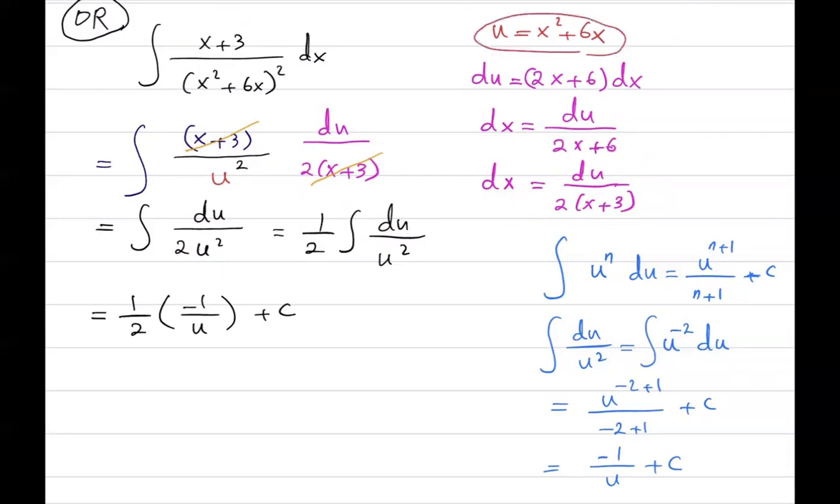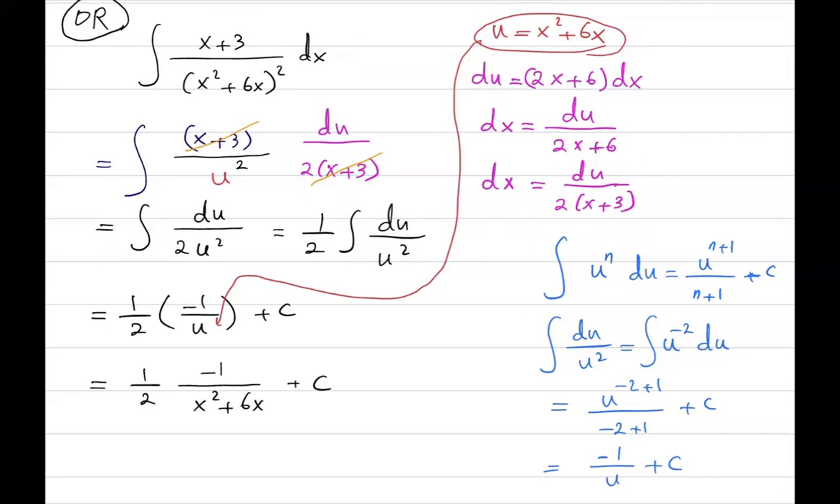But remember that u is x squared plus 6x. So you have to substitute this back here. You have a half times negative 1 divided by x squared plus 6x plus constant of integration. You can also simplify this as negative 1 divided by, multiplying the fractions, 2 times x squared plus 6x, plus constant of integration.